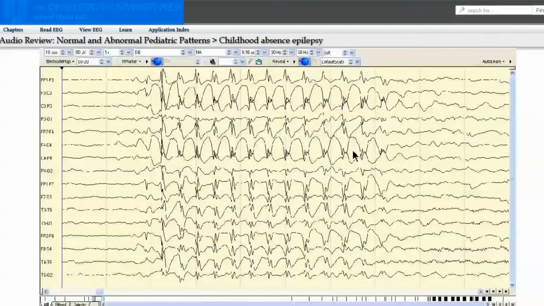myoclonic jerks and shows no tonic-clonic features. This is typical of an absence seizure and can be seen in many types of genetic epilepsies. It would be typical of childhood and adolescent absence epilepsy.